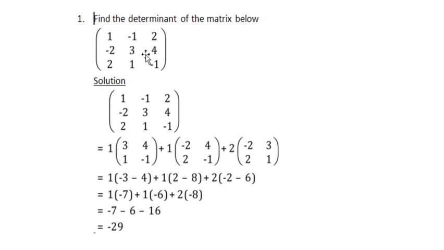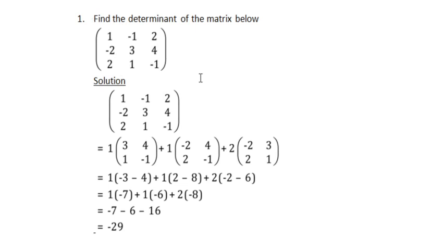So this question is on the determinant of a 3 by 3 matrix. You can understand that in matrices we usually have a matrix of order 2, which is the 2 by 2 matrix like the one we have here, and a matrix of order 3, which is the 3 by 3 matrix. That means 3 rows and 3 columns.